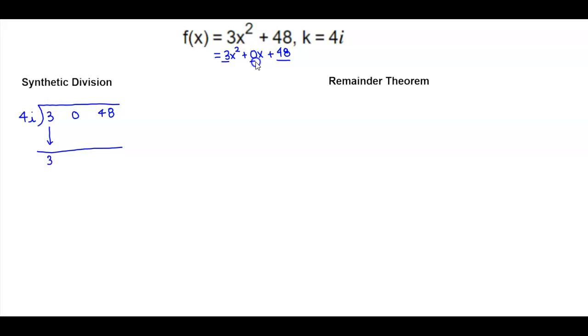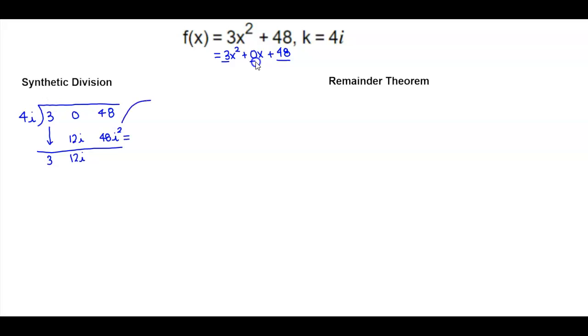Now what's 4i times 3? That's 12i. And 0 plus 12i is going to give us 12i. Okay, now what's 4 times 12? Well, 4 times 12 is 48. And i times i is i squared. Okay, so what does that mean? Well, what does 48i squared actually equal?